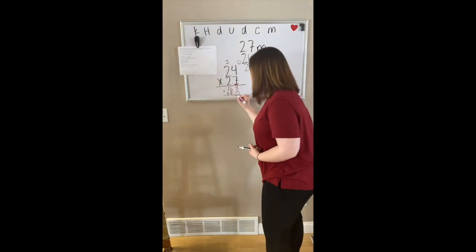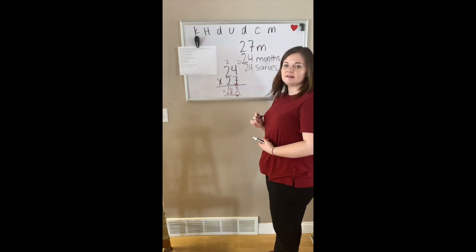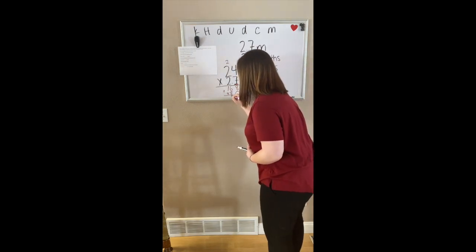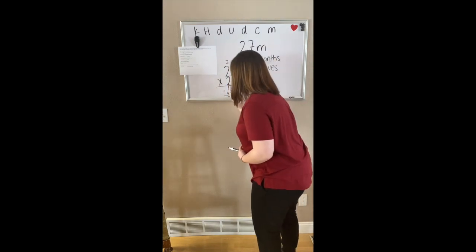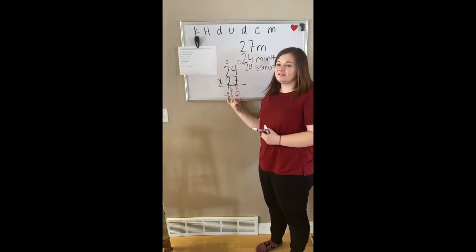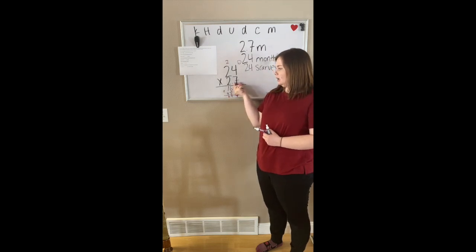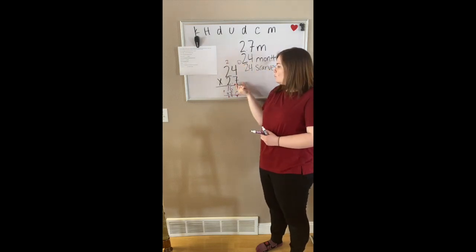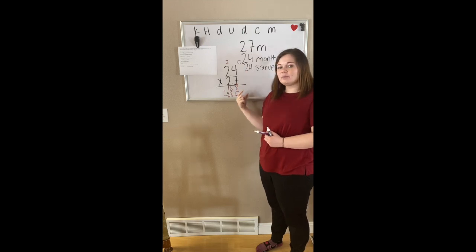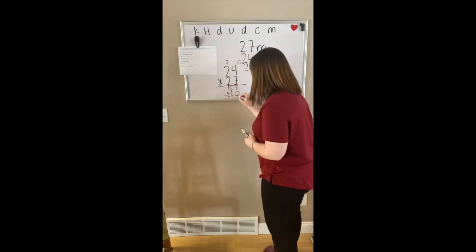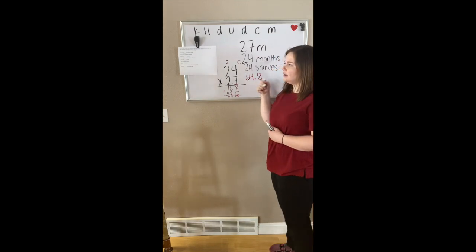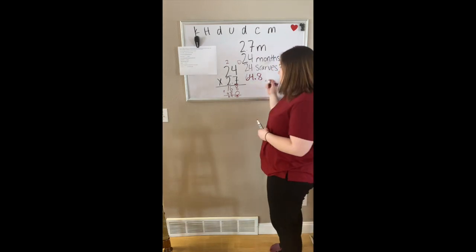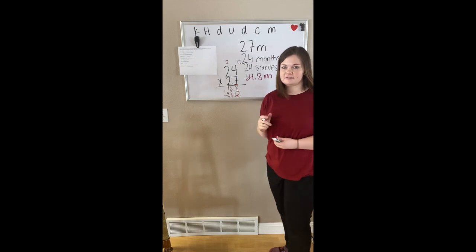8 plus 0 is 8. 6 plus 8 is 14, so I put my 4 down here and carry my 1. 4 plus 1 is 5, plus 1 is 6. Now, I can't just have my answer of 648 because I did have a decimal up here. So because I circled 1 and there was one place to the right of the decimal, I have to put my decimal back in one place. So I have 64.8 as my answer, and they were looking for how many meters. So I have to label it as meters, okay?